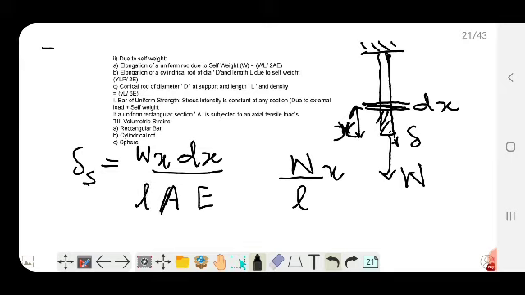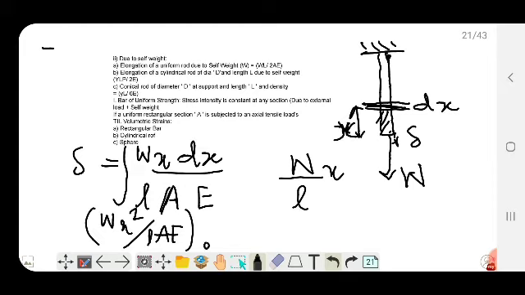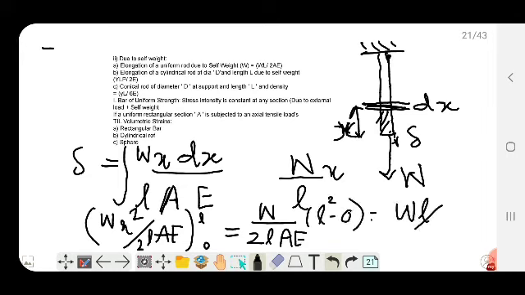So for getting total elongation, you just need to integrate this, which will be giving you W x square by L AE, where x varies from 0 to L, x square by 2 L AE. So substituting that, we will be getting W by 2 L AE times L square minus 0, which is nothing but WL by 2 AE. That is the equation given here.